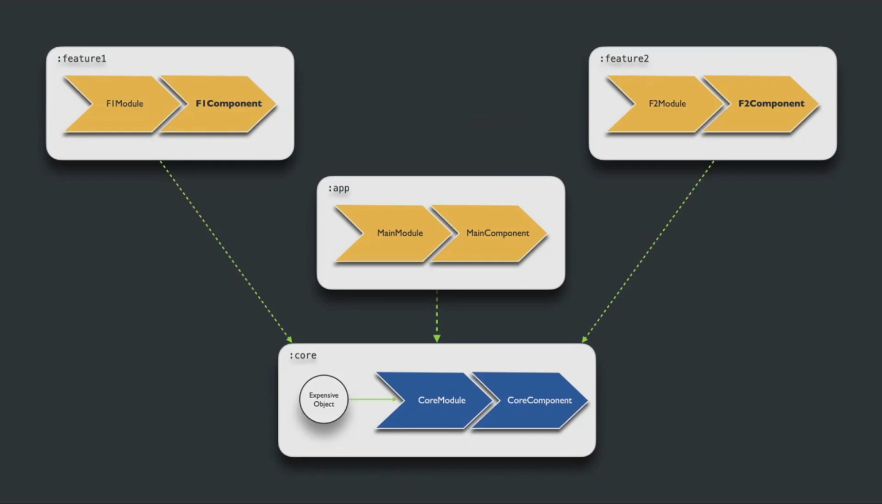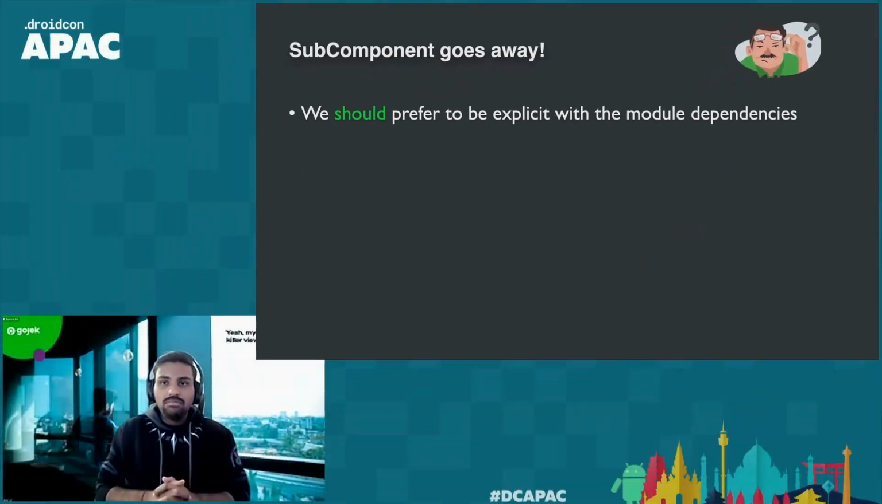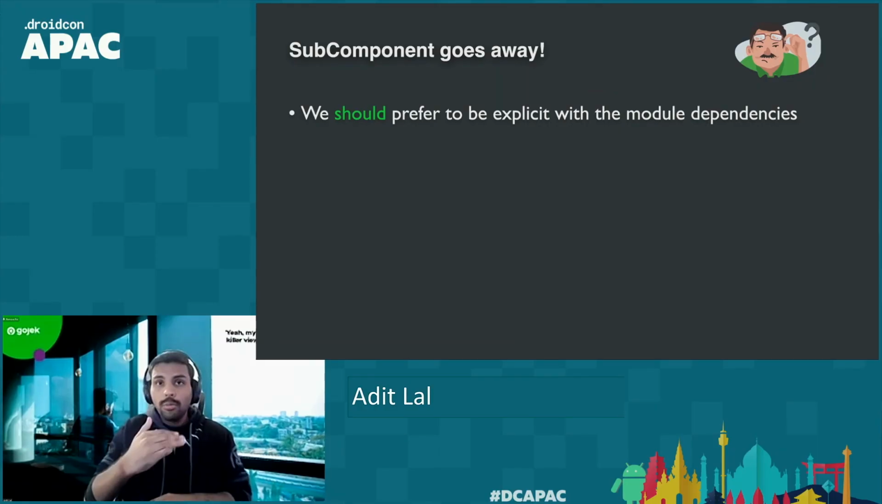So app really doesn't need to be connected to feature one and two in our case. Now, the biggest gotcha that we advise a lot of peers and folks that I've interacted with over a period of time is: do not use subcomponents with Dagger. The reason we say this is we should prefer to be very explicit with module dependencies. The more you write about a subcomponent, the subcomponent knows a lot about your parent component.